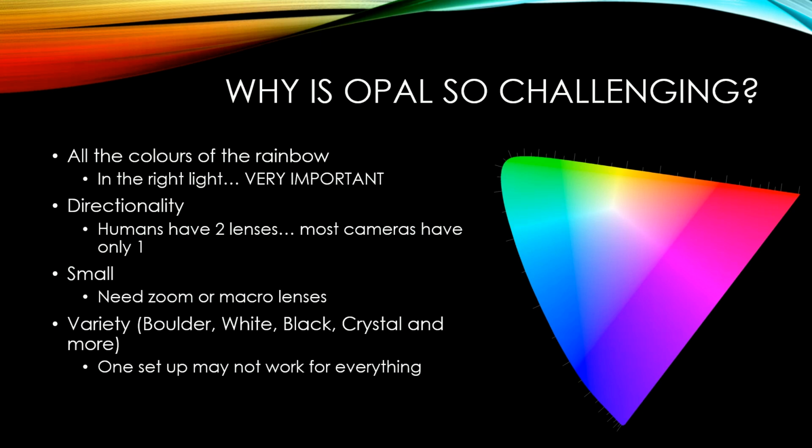Directionality is another issue. We've got two eyes, so we're looking at it with two lenses, whereas cameras only have one point. So it's a single lens just trying to capture the full features of that opal. So if you actually look at some opals with one eye closed, you'll actually get a good idea of what that does. Opals are also, most typically, pretty damn small. So we need to zoom in or we need to get some macro lenses involved.